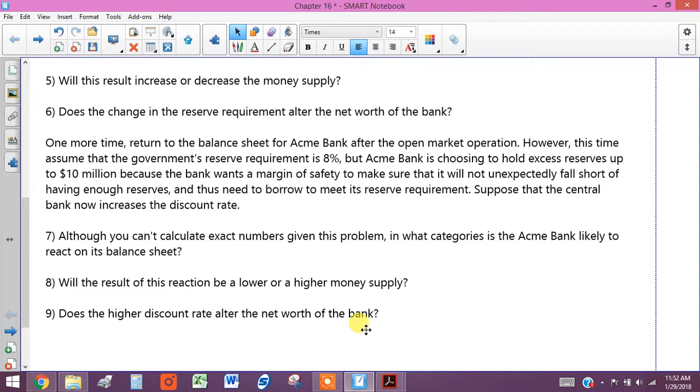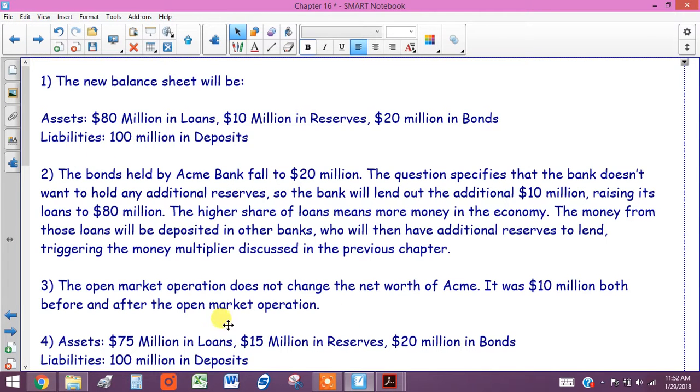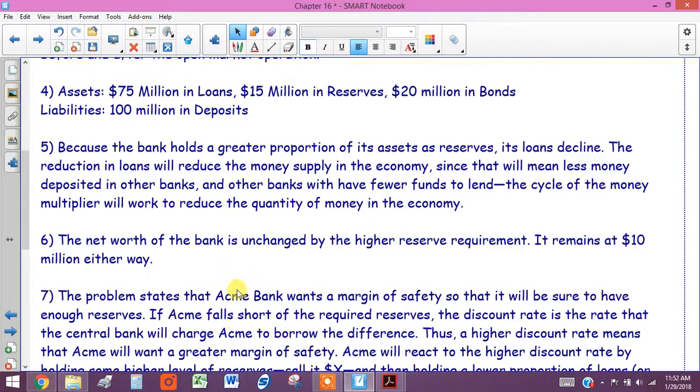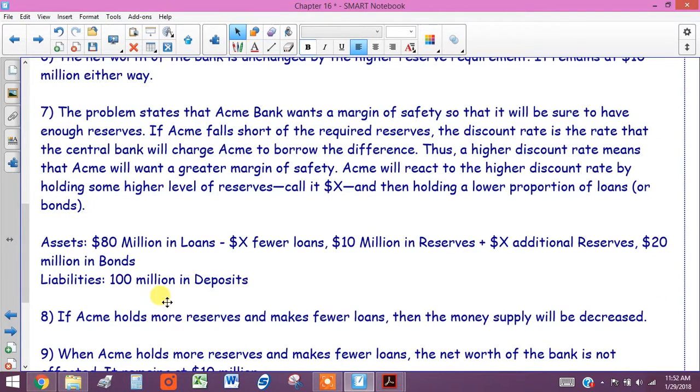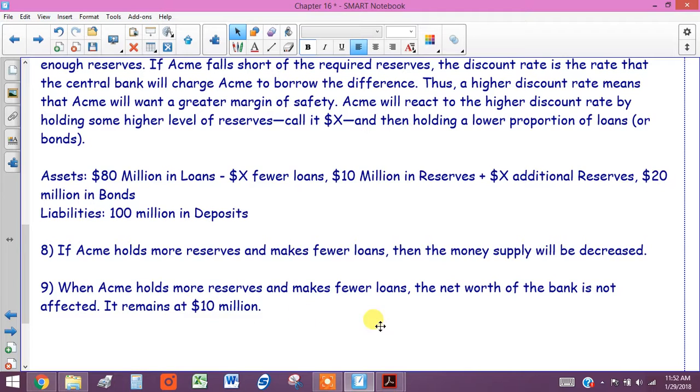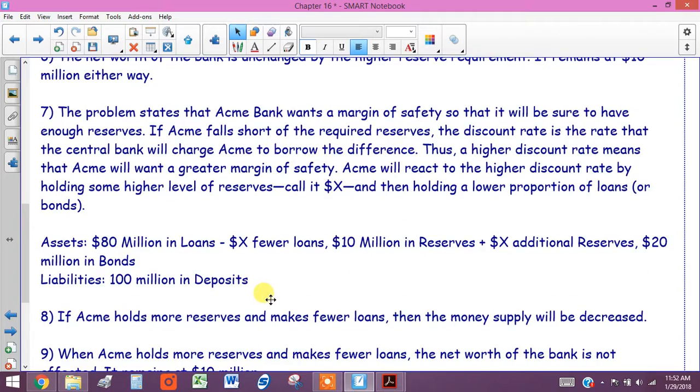Once again, no, because you're simply redistributing your assets here. Let's scroll back down. So no matter what this value X is, you're subtracting the same value from your loans as you're adding to your reserves. So you're simply redistributing your assets so that your total assets are still going to equal 110 million, and your total liabilities are still going to equal 100 million. So your net worth remains at 10 million. And that is your homework.